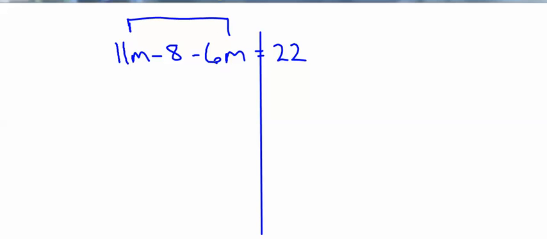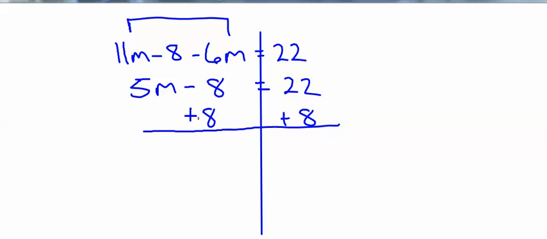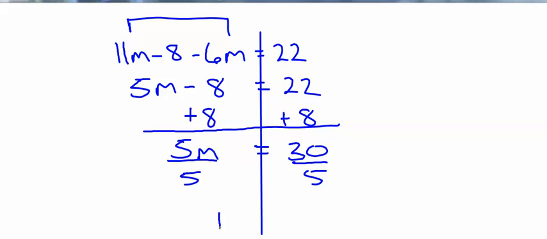Right now you're going to combine because you have two like terms on one side. So what's 11m minus 6m? It's 5m. It's still a minus 8, and it's equal to 22. If you combine like terms on one side of the line, you don't have to combine like terms on the other side of the line. Okay? You didn't change the value of the left side of the equation. All you did was clean it up. So now you're going to add 8 to each side. The 5m comes straight down, and it's equal to 30. Divide each side by 5. And m equals 6.